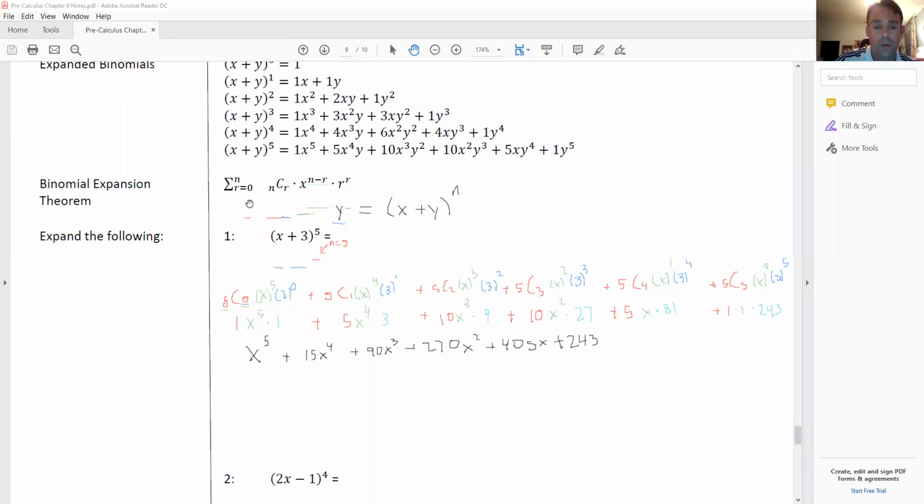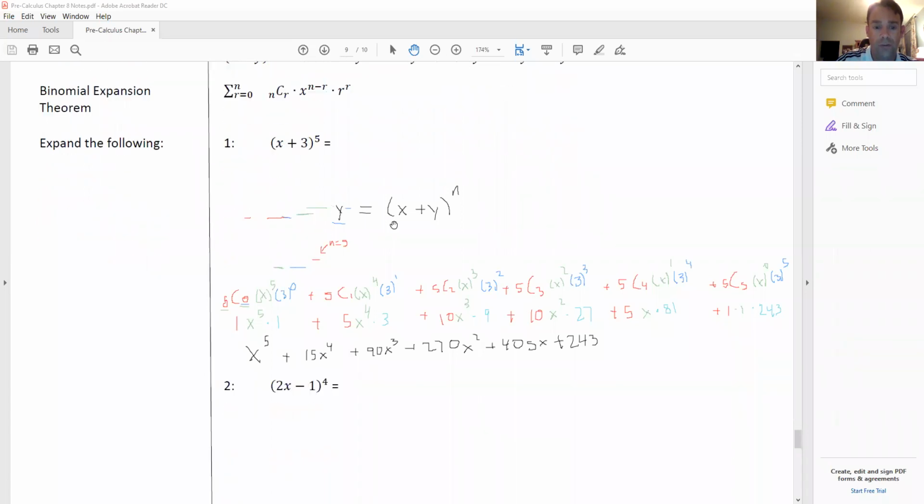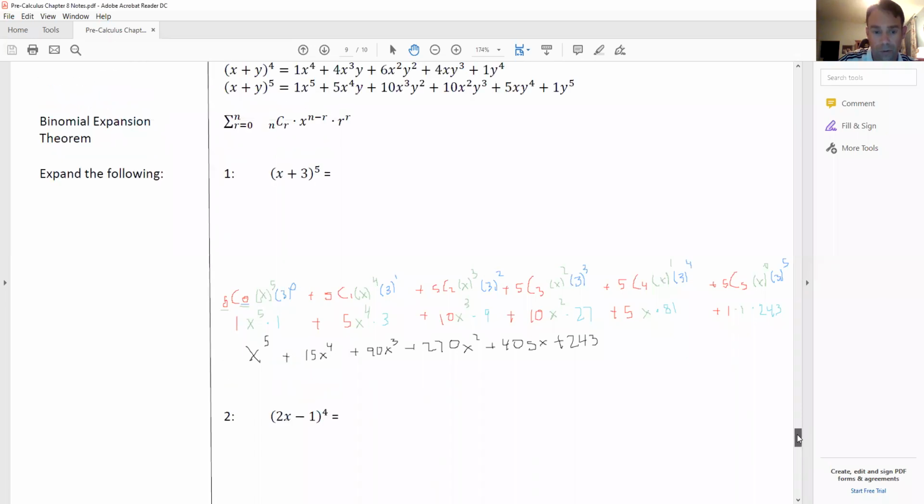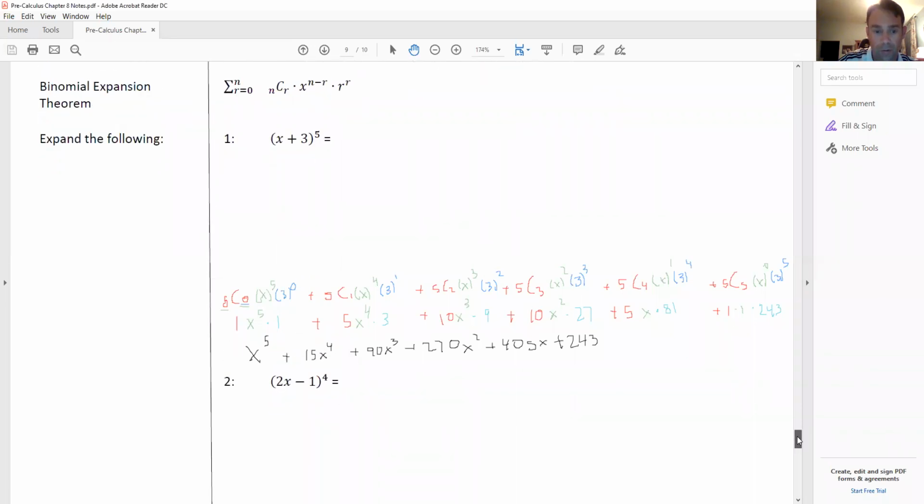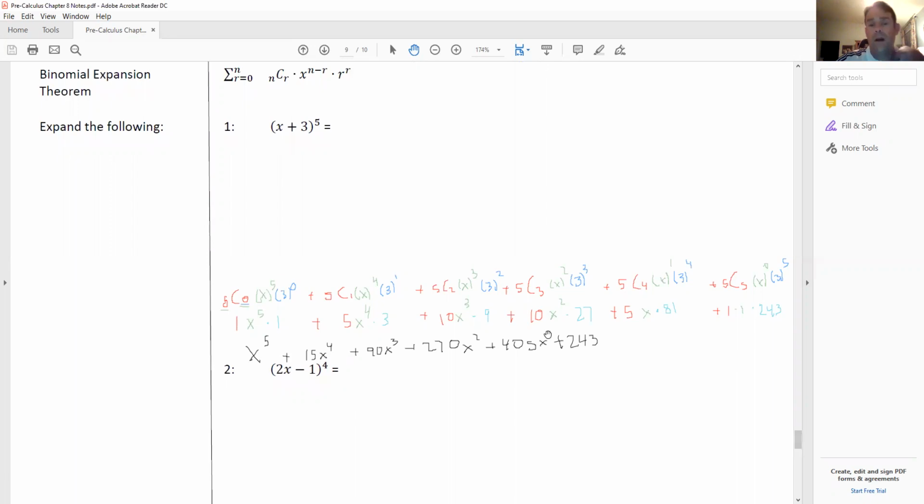So let's have you guys try one of these yourselves. So I have a little pattern here. Why don't you guys try this polynomial here? See if you guys can actually expand it on your own. Let's see if I can move it up just a little bit more. There you go. All right. So take a look at what the exponent is. Go and pause the video and let's see if you guys can do it.